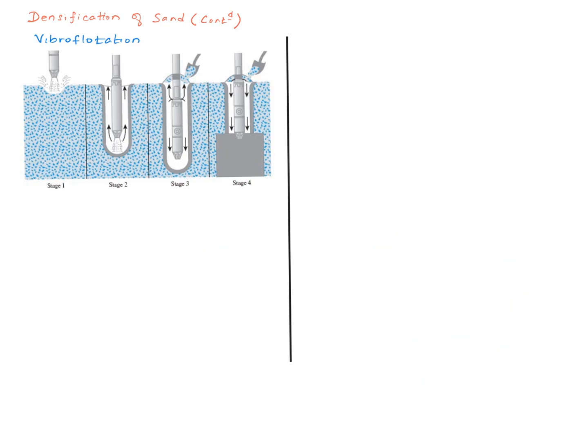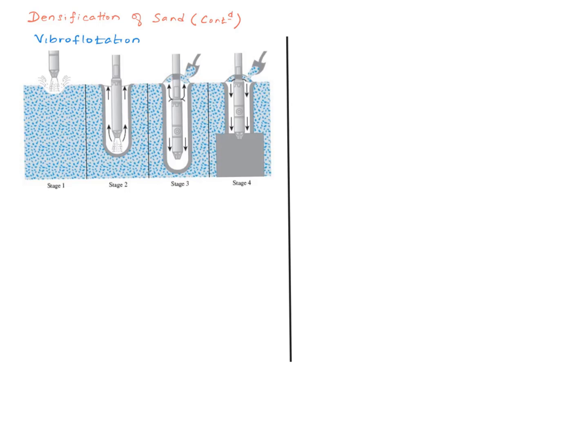Here's another technique called vibroflotation. So basically you have a vibrating probe that densifies the soil. So here's what you do. First you want to insert this probe to the desired depth. There's a mouth at the bottom of this probe and you can spray water through it. And when you do that, this part of the soil liquefies and it allows you to insert the probe easily.